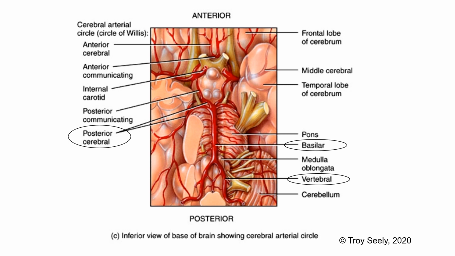So from here, we have our basilar artery leading to the posterior cerebral. If we continue on, we do have a communicating artery that will lead towards this internal carotid. We also have a middle cerebral artery and an anterior cerebral artery.